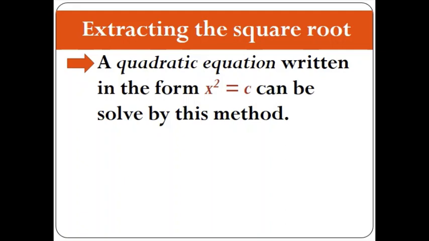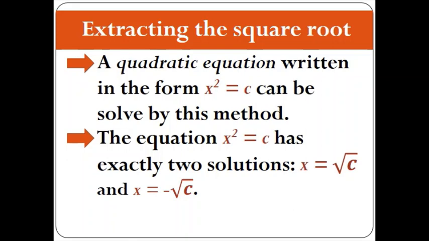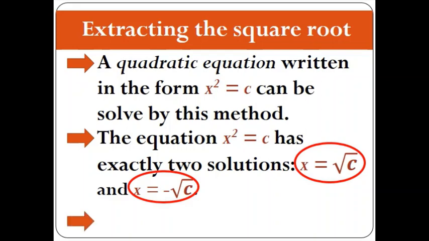The quadratic equation written in the form x squared is equal to c can be solved by this method. This method, which is based on the square root property, is done by extracting the square roots of both sides of the equation. According to the square root property, for any real number c, the equation x squared is equal to c has exactly two solutions. x is equal to positive square root of c and x is equal to negative square root of c. These solutions can also be written as x is equal to positive negative square root of c.